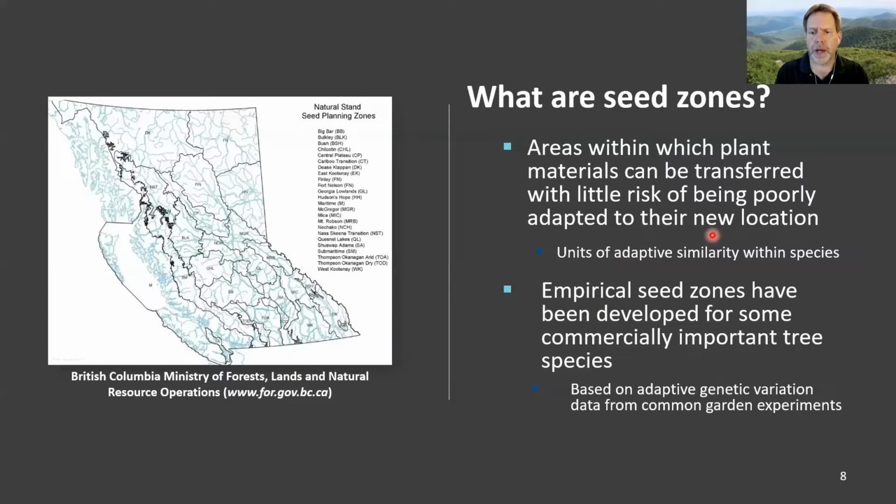So what are seed zones? Seed zones are areas in which plant materials can be transferred with little risk of being poorly adapted to their new location. They are essentially units of adaptive similarity within species. Empirical seed zones have been developed for some commercially important tree species, especially in the western part of North America. British Columbia, for example, has been a leader in this, and these tend to be based on adaptive genetic variation data from common garden experiments.